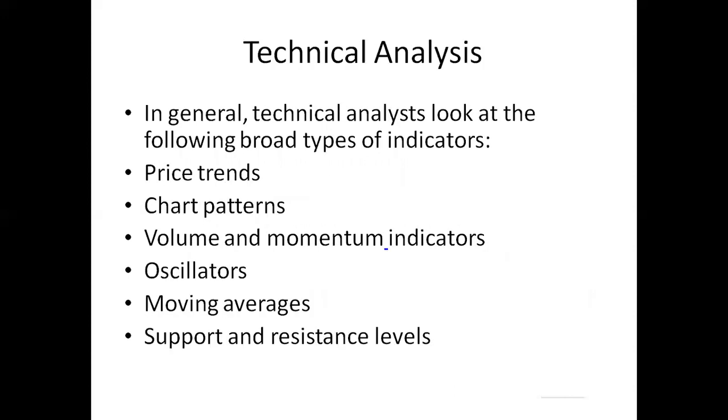Now, in general, the price analysts look at the following broad kinds of indicators. They have price trends, they have chart patterns. Chart patterns means the different kinds of charts, say the candlestick and all that. They have volume and momentum indicators. They have oscillators. Oscillators means certain signals or sensors that give triggering motions. Moving averages, as we have discussed, 3-year and 5-year moving averages. Support and resistance levels: certain movements in price are governed by the support levels. If the price drops to a support level, or if the price goes too high, we have a resistance level.